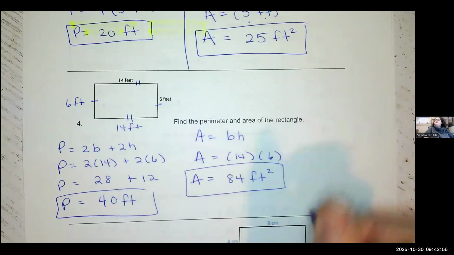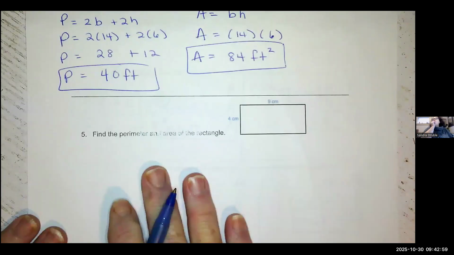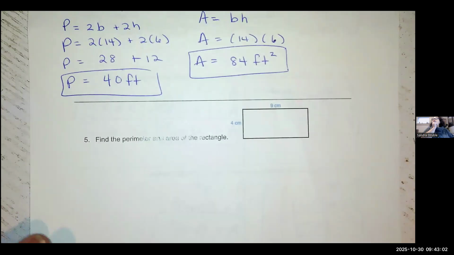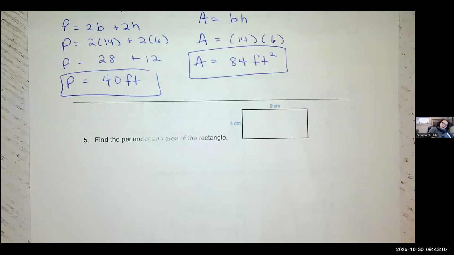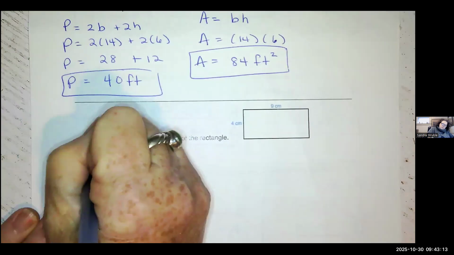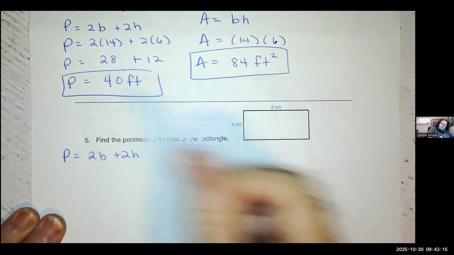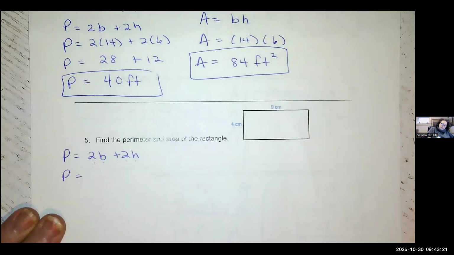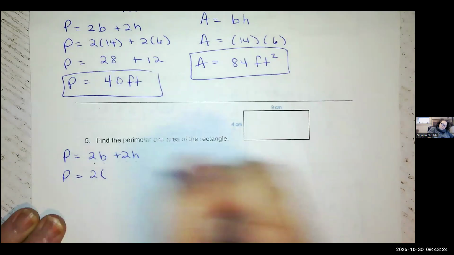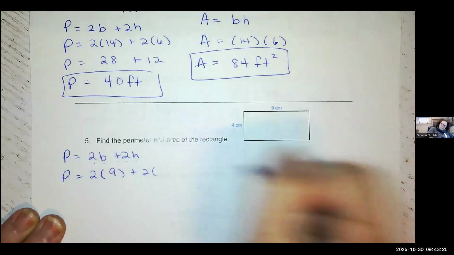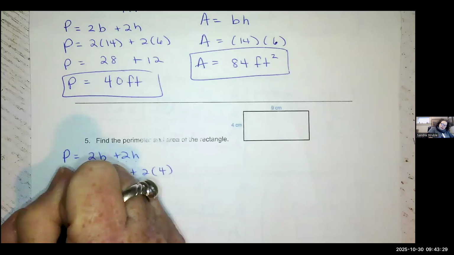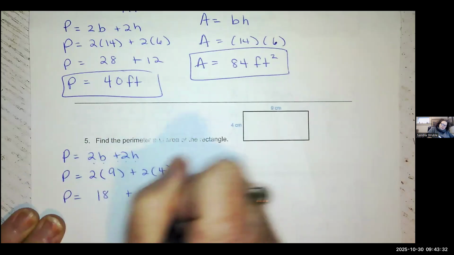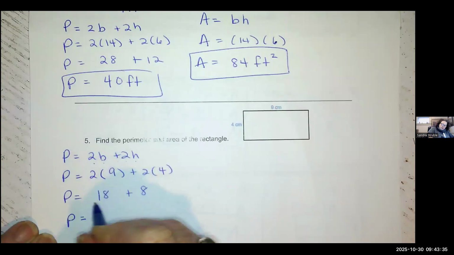All right, for the next one, you want to find the perimeter and the area of a rectangle with a base of 9 centimeters and a height of 4 centimeters. Pause the video, attempt this one yourself, and then come back to see how you did. Perimeter is 2 times the base plus 2 times the height. All right, so that's 2 times 9 plus 2 times 4. 2 times 9 is 18. 2 times 4 is 8. 18 plus 8 is 26. And do not forget your unit.